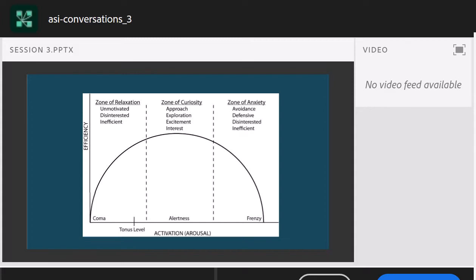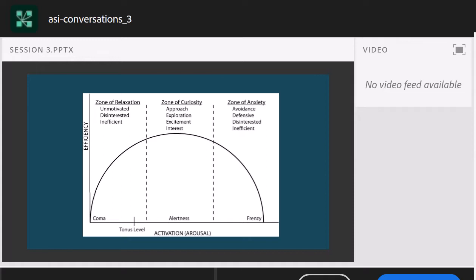So you see on the left side of the screen, they call it a coma state, but it's very, very low arousal. And that's a zone of relaxation. We might be unmotivated, disinterested, or inefficient because our arousal level is so low. The middle zone of alertness is actually where both children and adults are capable of approaching, exploring, expressing excitement and feeling excitement about a task, and also being interested.